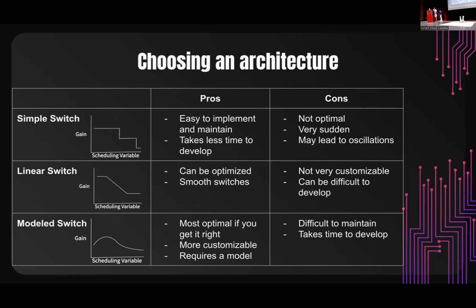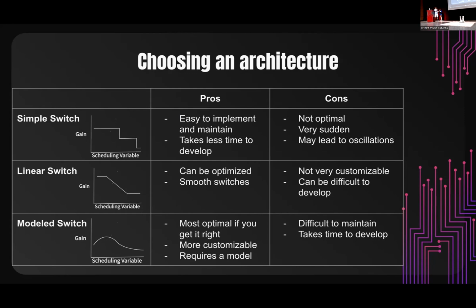And some problems with this is that it's not very optimal because these jumps can cause your robot to make very sudden changes or it can lead to oscillations. Let's say the value of your scheduling variable is hovering around the design point. That can lead to some oscillations as it rapidly switches between the two different PID gains.